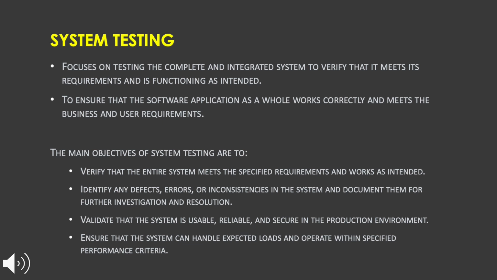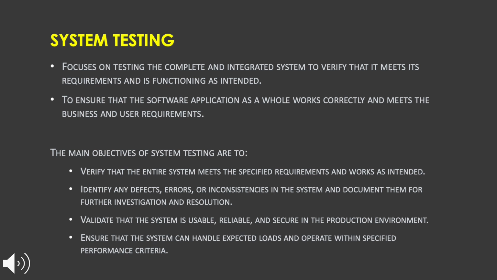The main objectives of system testing are to verify that the entire system meets the specified requirements and works as intended, identify any defects, errors, or inconsistencies in the system and document them for further investigation and resolution, validate that the system is usable, reliable, and secure in the production environment, and ensure that the system can handle expected loads and operate within specified performance criteria.